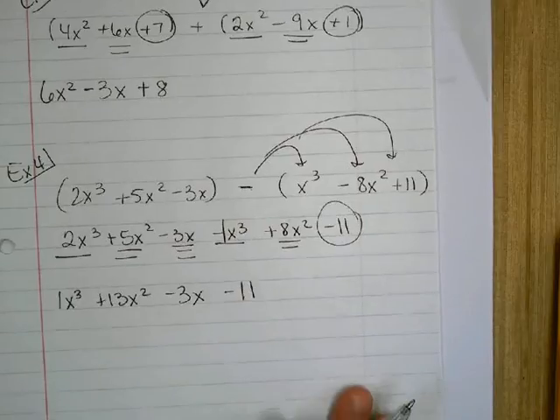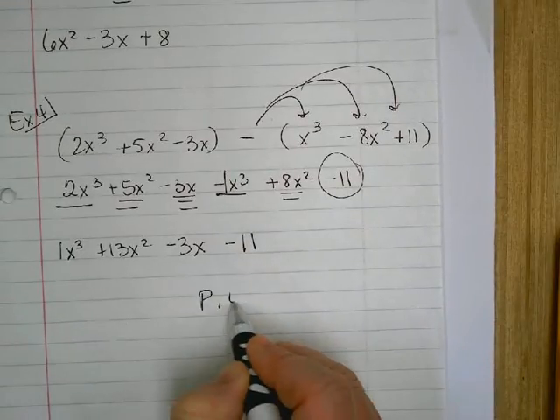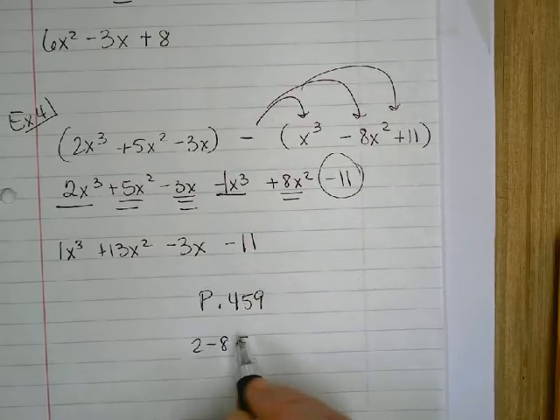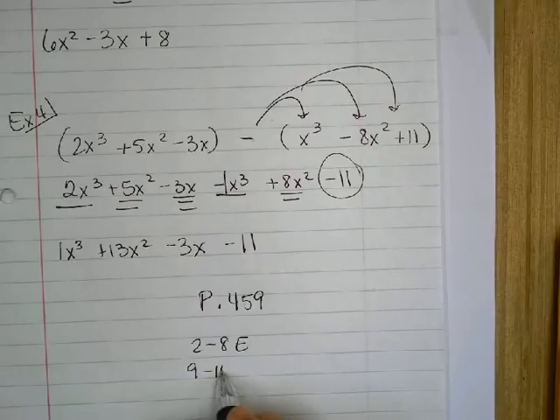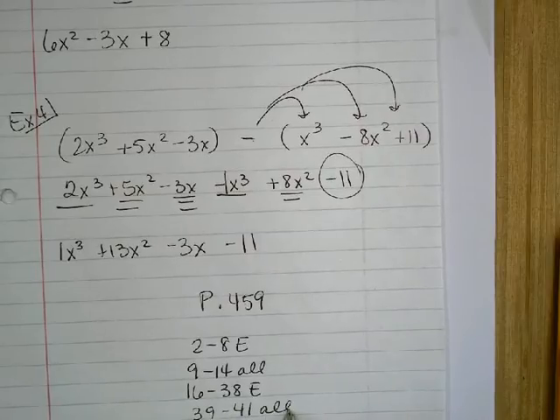Questions, Tom? Got a question? Everybody good? Okay. Page 459. 2 through 8 even. 9 through 14 all. 16 through 38 even. 39 through 41 all. 49 and 50.